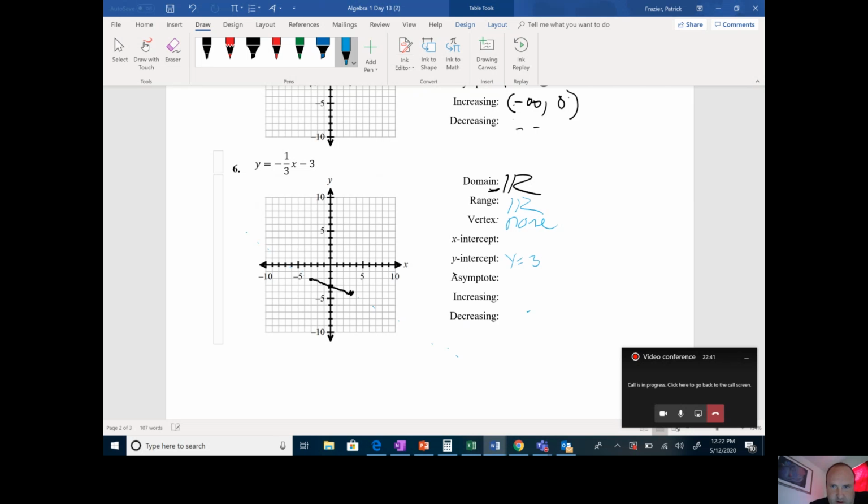Substitute y for 0. So 0 equals -1/3 x minus 3. And then we're going to add 3 on both sides. So 3 equals -1/3 x.